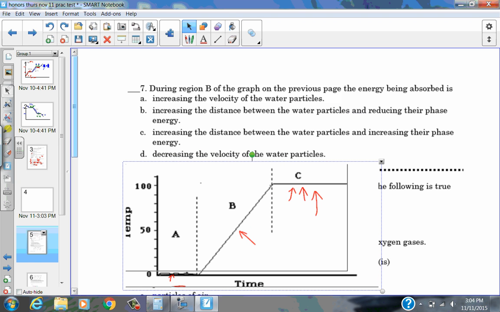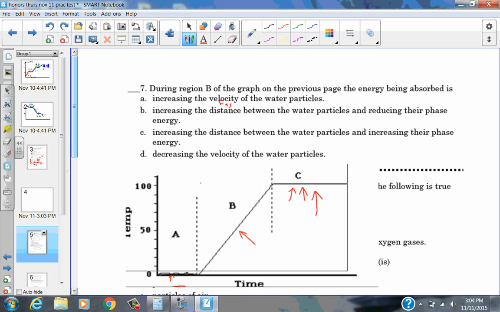During region B, the energy being absorbed, is it increasing the velocity of the water particles? What does it mean to increase the velocity? It means to make them go faster. And when they go faster, that's just an indication of temp.